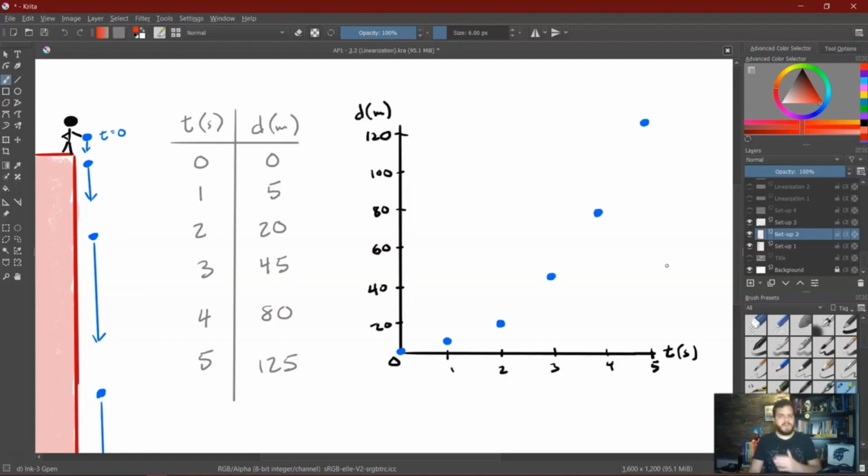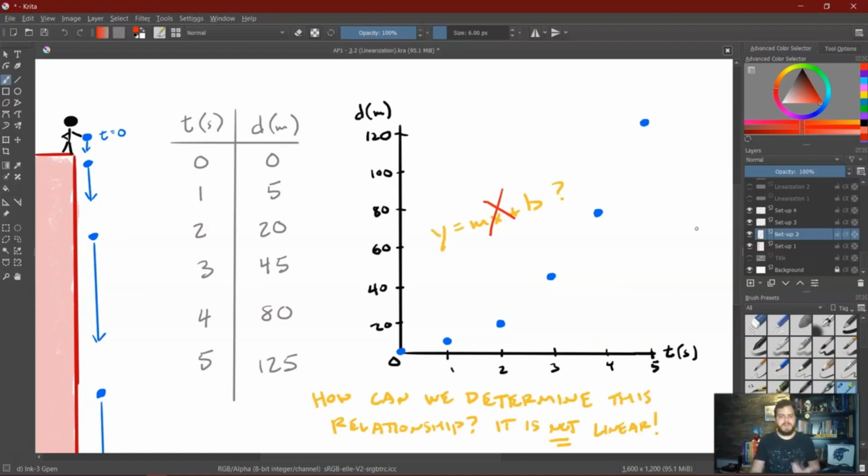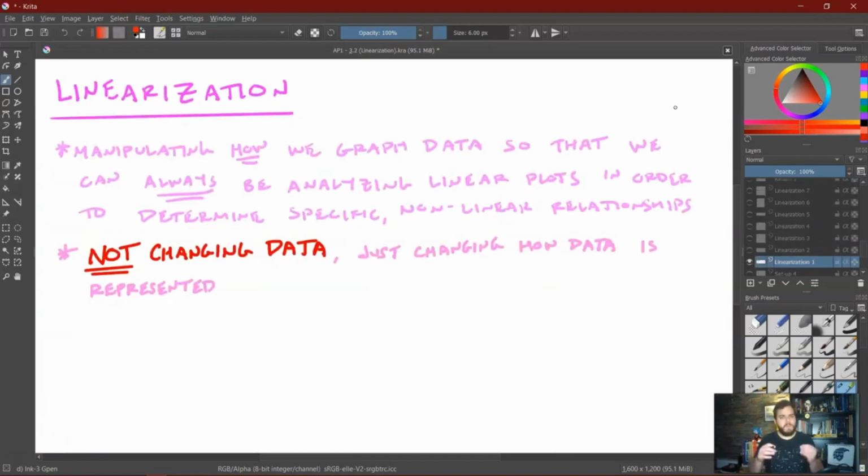You can probably recognize that this is a quadratic or parabolic shape, but let's not go that far with it yet, because really I just want to recognize I can't use everything we've been doing up to this point. y equals mx plus b will not give me an accurate analysis of this relationship because it is not a linear graph. So what is linearization exactly?